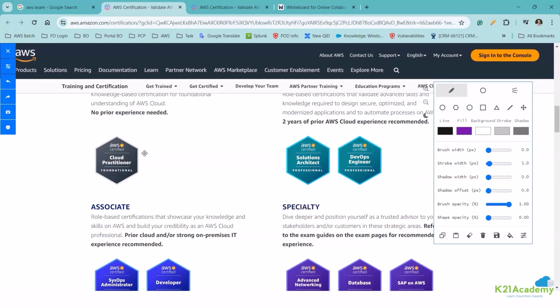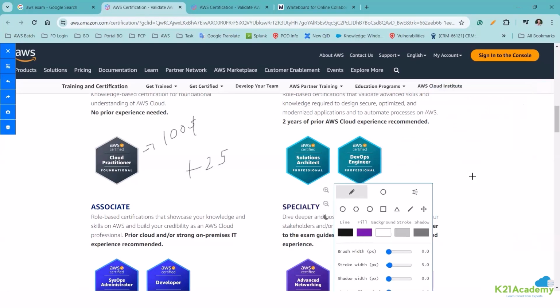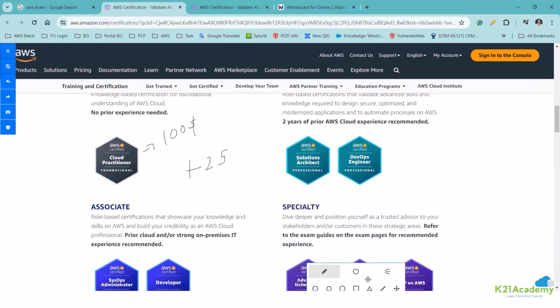So here, for the cloud practitioner, the cost is $100 plus $25 tax. Then for the associate, the cost is $150 plus tax. Then for the professional, the cost is $300 plus tax. And for any specialty certification, the cost is $300 plus tax. These are the certification costs, and these are global certifications.